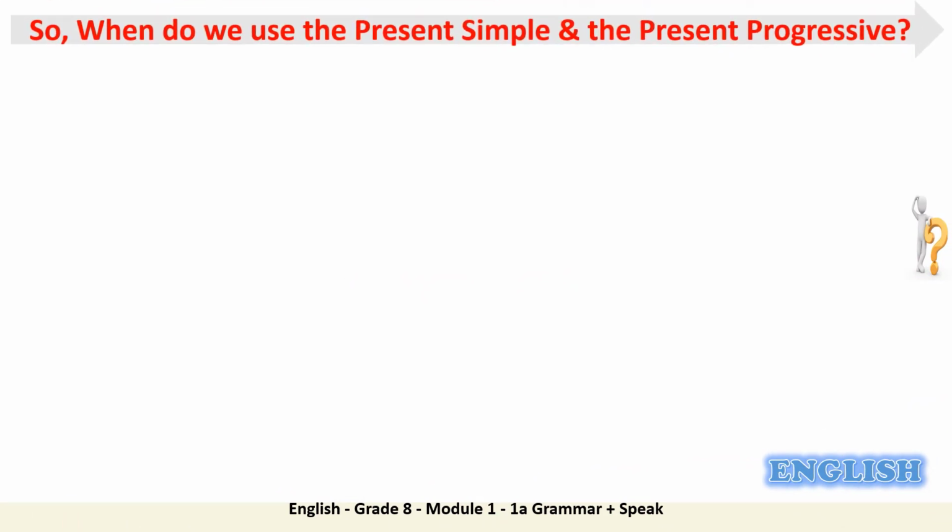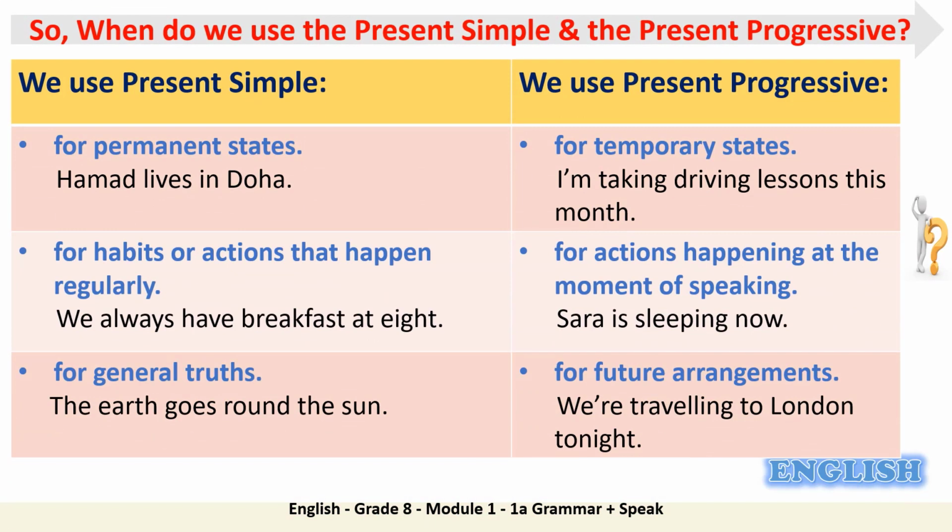Next, now when do we use the present simple and the present progressive? On the left side, you've got here 3 uses for present simple. The first one, we use the present simple for permanent state. Like if I say, Hamad lives in Doha. So his state, he lives in Doha. And this is permanent. He was doing this in the past, still doing it now, and he's going to do the same thing in the future. So this is called a permanent state.